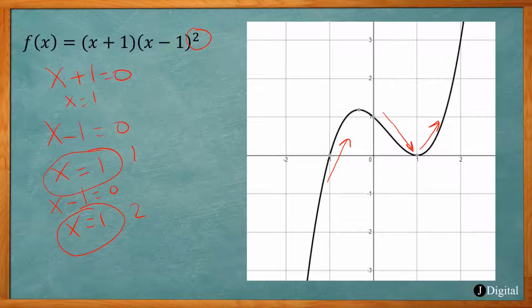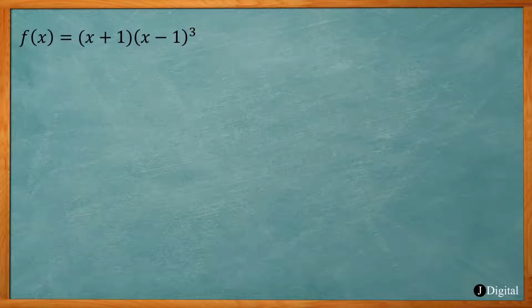You see the first one had a multiplicity of 1, so it went right through it. So the one had a multiplicity of 2, hit the intercept, and bounced off of it. Look at this one. We have a multiplicity of 1 here and 3 for that one. So let's check out the graph of this one.